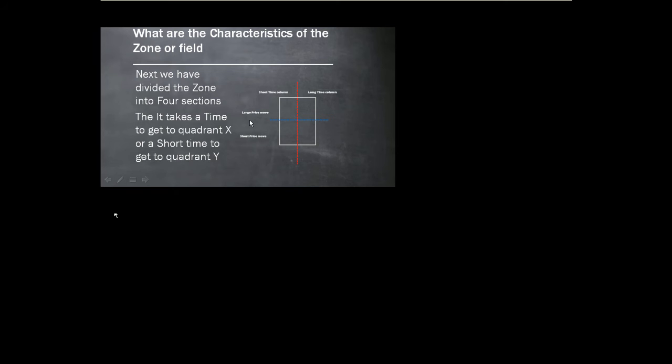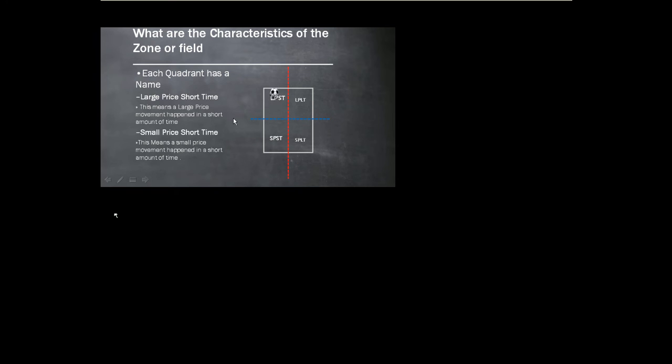Now, next we divide the zone into 4 sections. It takes a long time to get to quadrant X and a short time to get to quadrant Y. So, for example, we say, this is our short time column, this is our long time column, this is our large price movement column, this is our short price movement column. These 2 columns are about how short a time or how long a time you're in the trade.